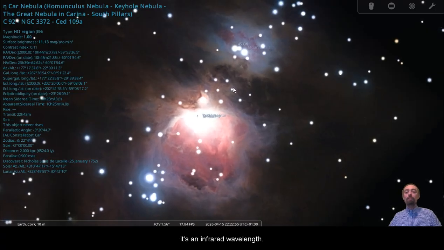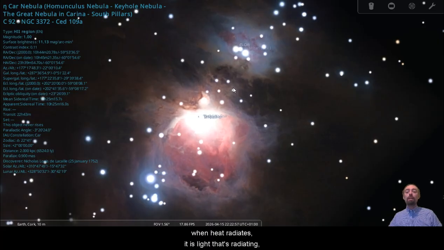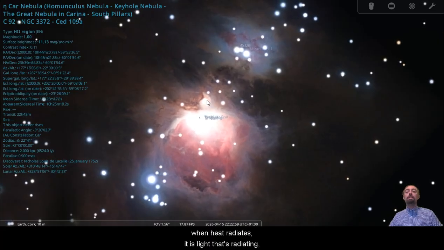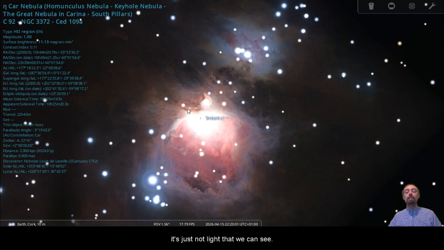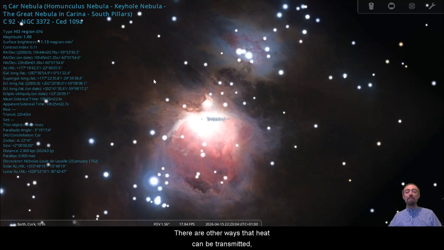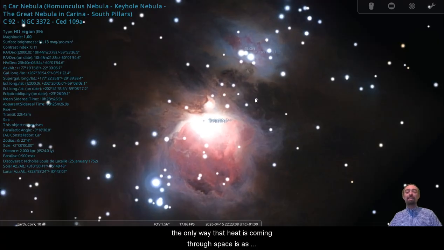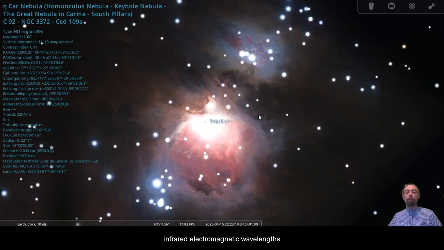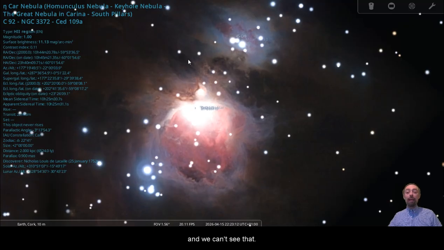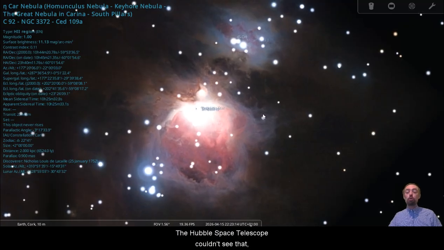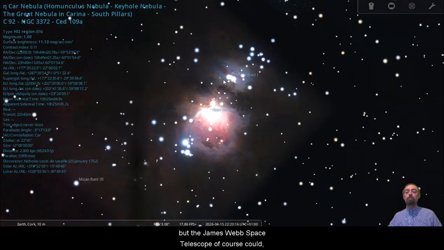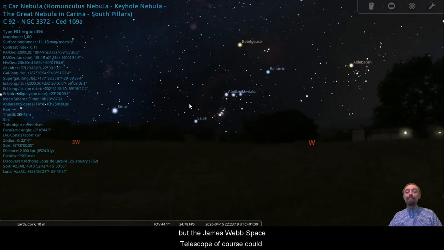It's an infrared wavelength. Really, it is light. When heat radiates, it is light that's radiating. It's just not light that we can see. There are other ways that heat can be transmitted, but not really through space. The only way that heat is coming through space is as infrared electromagnetic wavelengths, and we can't see that. The Hubble Space Telescope couldn't see that, but the James Webb Space Telescope, of course, still is.